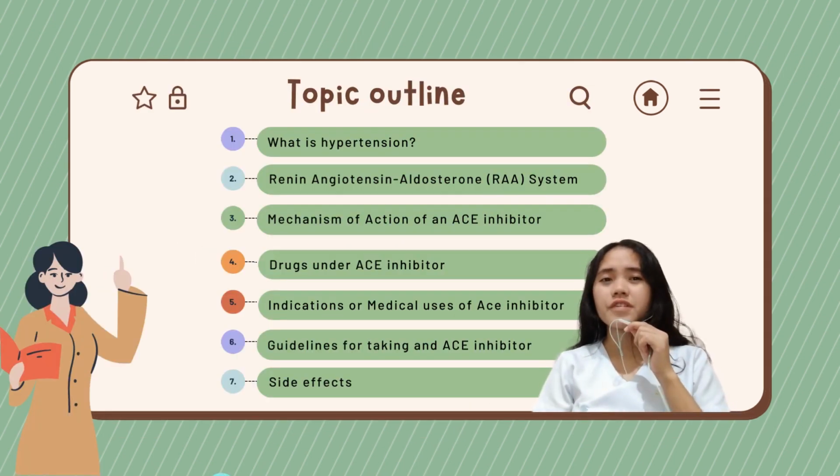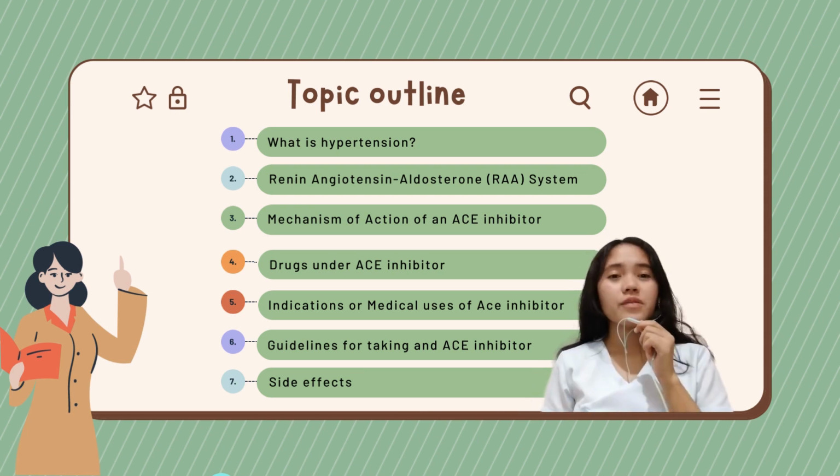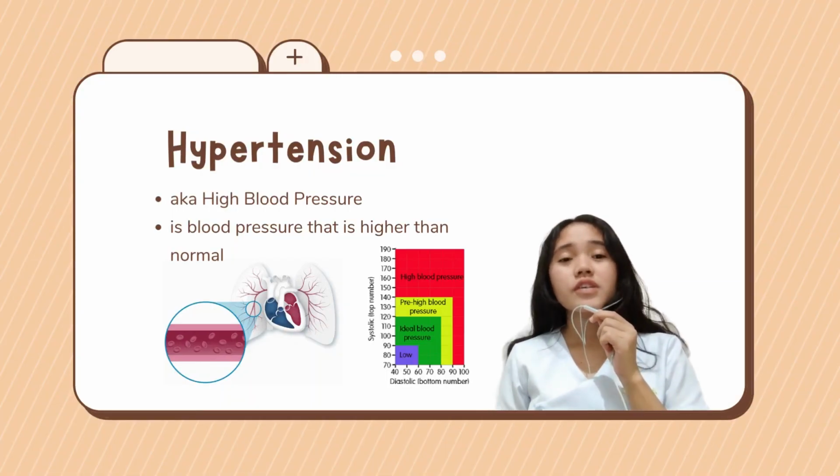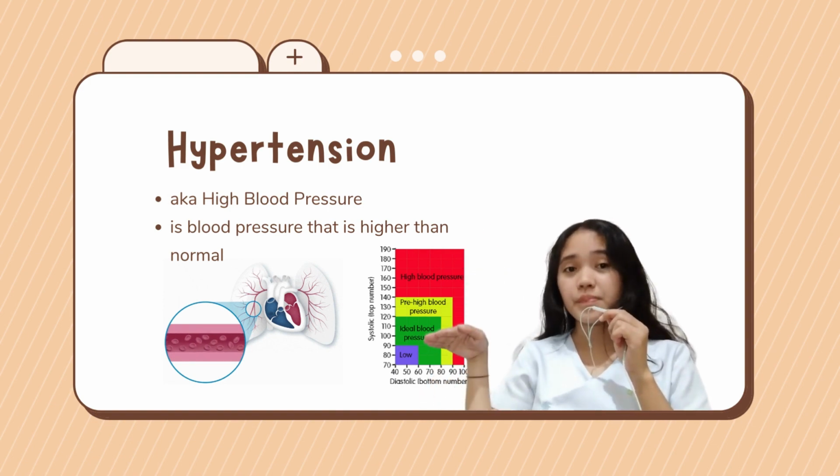ACE inhibitor is a very popular class of antihypertensive medication. Today, I will explain everything we need to know about it. But first, let us define what hypertension is. Hypertension is also known as high blood pressure. It is when your blood pressure is higher than the normal blood pressure.